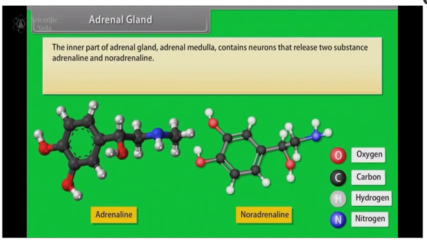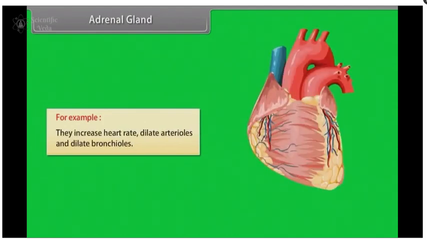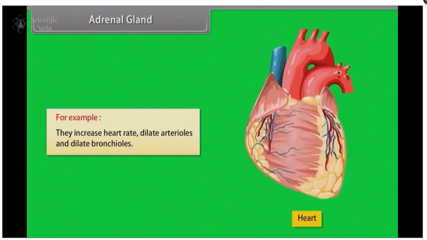The inner part of the adrenal gland, the adrenal medulla, contains neurons that release two substances, adrenaline and noradrenaline. When the adrenal medulla secretes these hormones, they help in regulating blood circulation and use of carbohydrate when the body is stressed. For example, they increase heart rate, dilate arterioles, and dilate bronchioles.